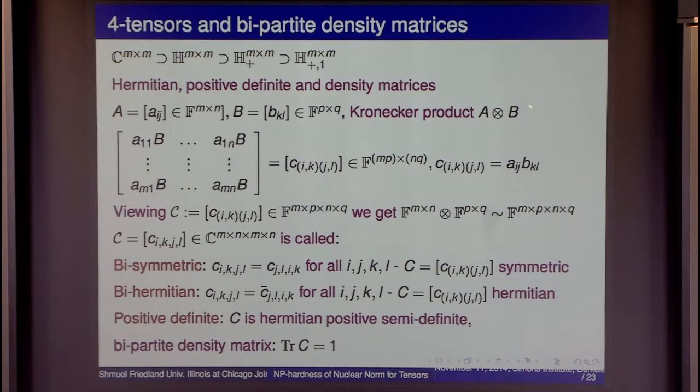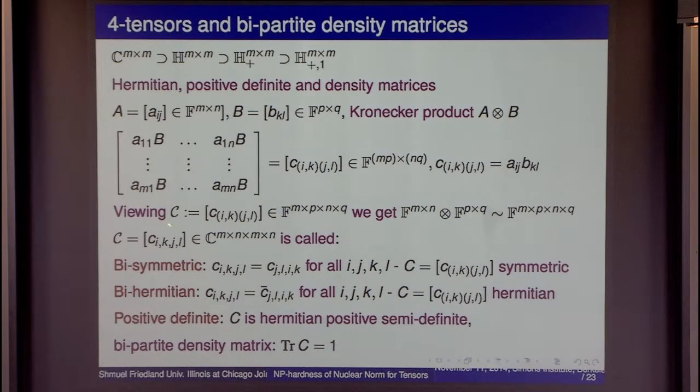If you take the Kronecker product, this would be a matrix like that. These are the entries. Now we have here four indices, the indices i, j, and k, l, and actually these are arranged in lexicographical order. But we also can view this creature as a four tensor. So we have a sort of identification or isomorphism between these tensors and the product of these tensors.